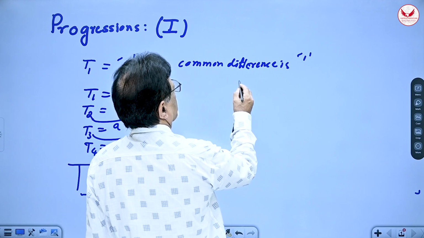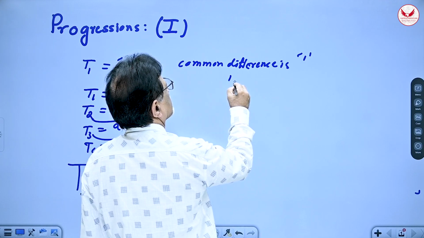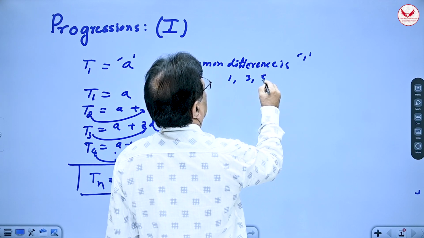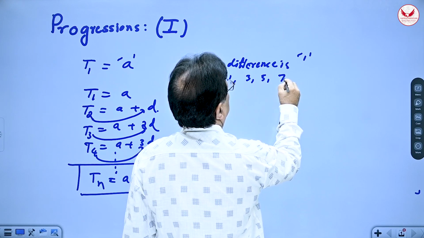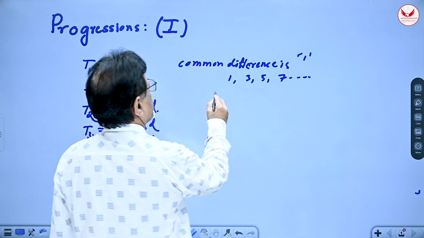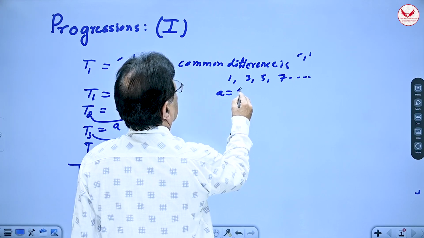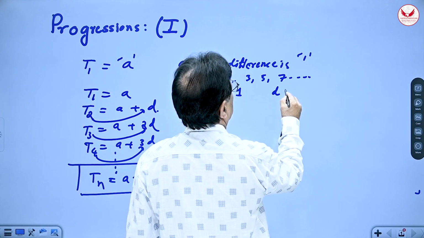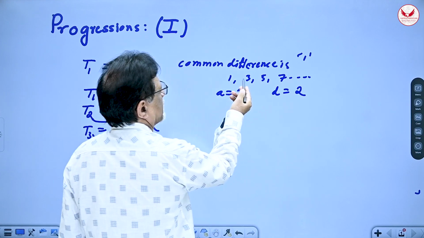So let us take progressions like this. Say 1, 3, 5, 7 and so on. Sequence of odd numbers, right? Now here, what is the first term? A, 1. What is the common difference? 2. You can see clearly.